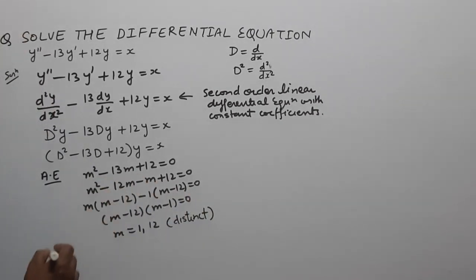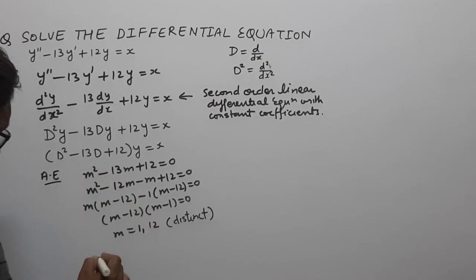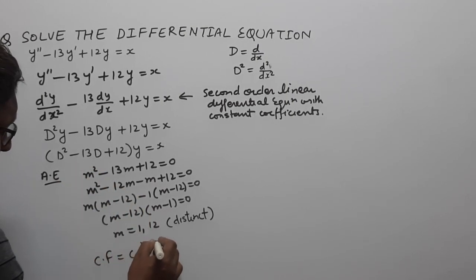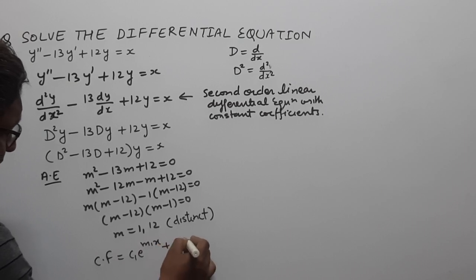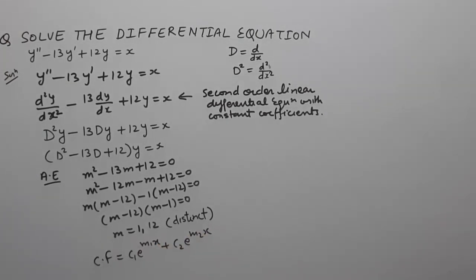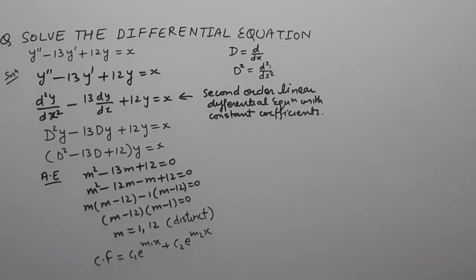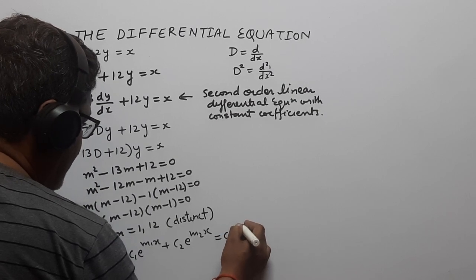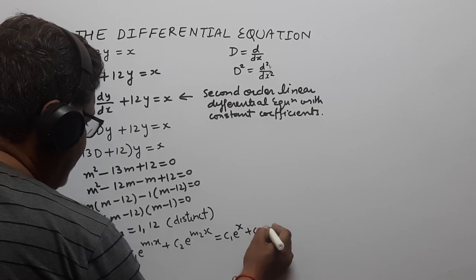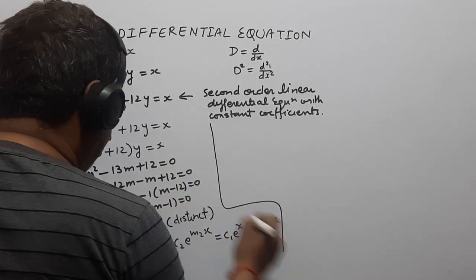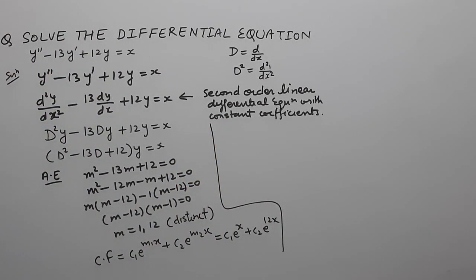We know that if the roots of the auxiliary equation are distinct, the complementary function can be written as c1 e to the power m1x plus c2 e to the power m2x. We put the values of m1 and m2, where m1 is 1 and m2 is 12. So the complementary function is c1 e to the power x plus c2 e to the power 12x.